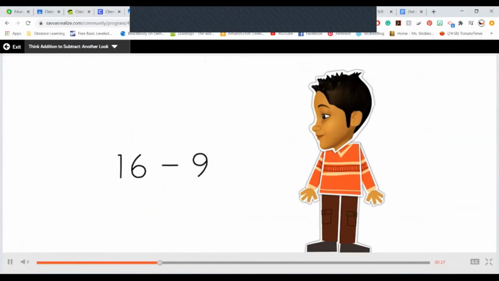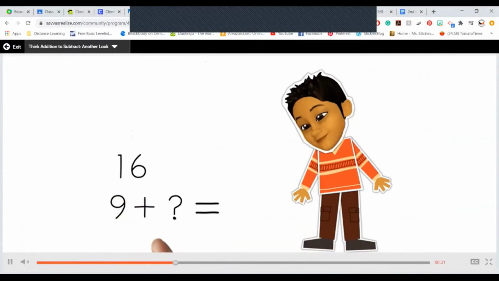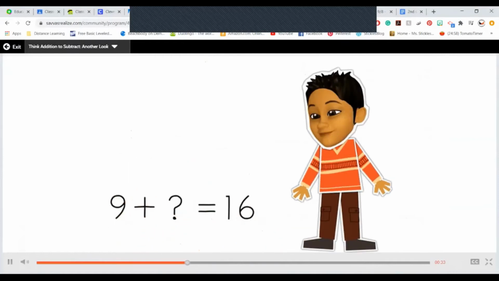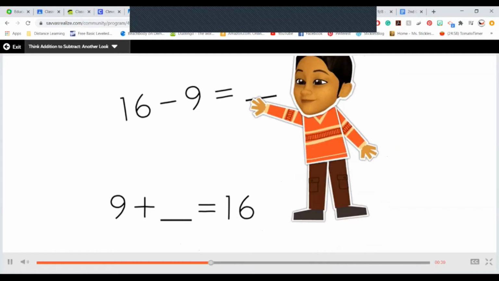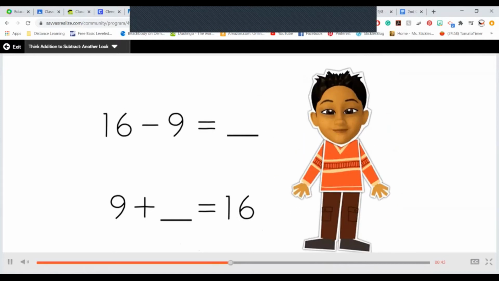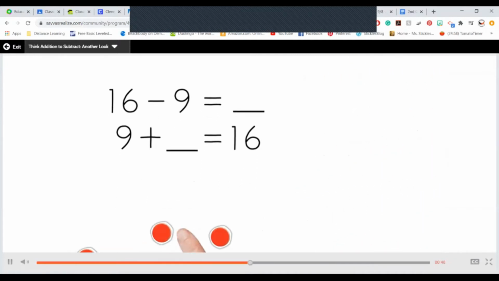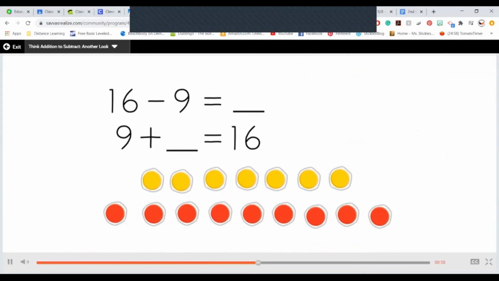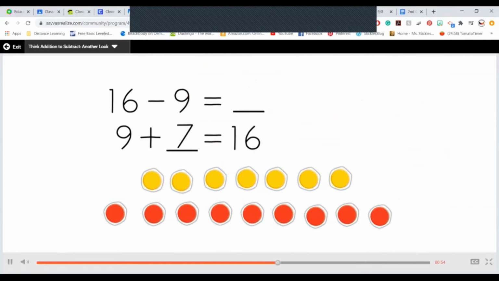Let's take the problem 16 minus 9. To solve this, we can think of it this way. 9 plus how many more is 16? Or 9 plus blank equals 16. Wait a minute. If we look at the problem we started with and the addition problem we made, the missing number is the same. You got it, Carlos. In the addition fact, we can figure out pretty quickly that the missing number is 7. 9 plus 7 equals 16.